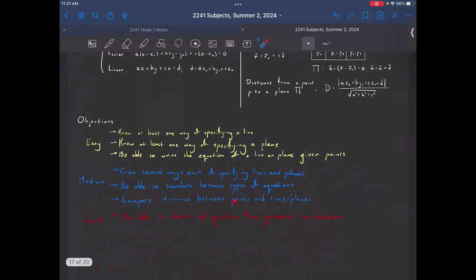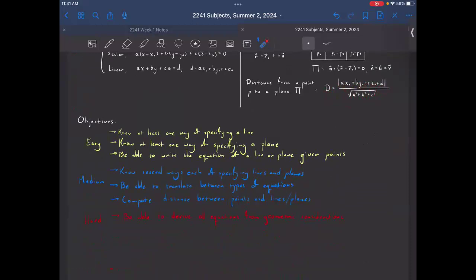Last, you should be able to compute distances between points and lines and planes, using this formula right here. This can take a little bit of creativity. We'll see that in an example at the end of the examples video.